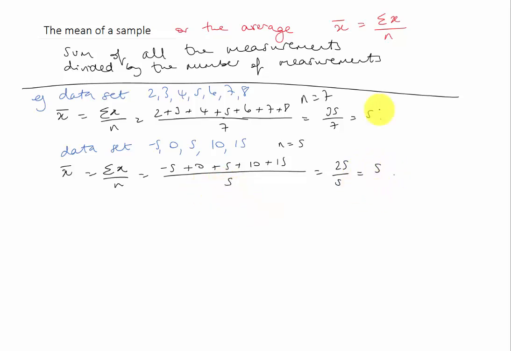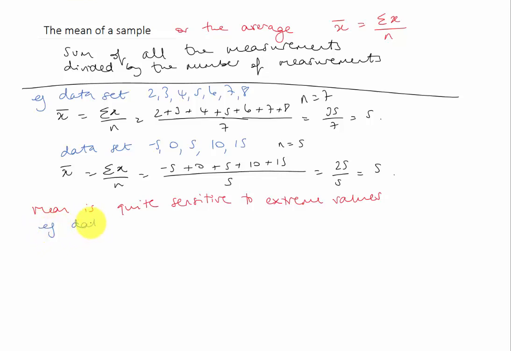So these are quite different data sets, but they each have the same average, which may or may not be important. That's just a point to make. And another point I want to make is that the mean is very sensitive. The mean is quite sensitive to extreme values. So let's imagine we add one massive outlying value to this first data set.